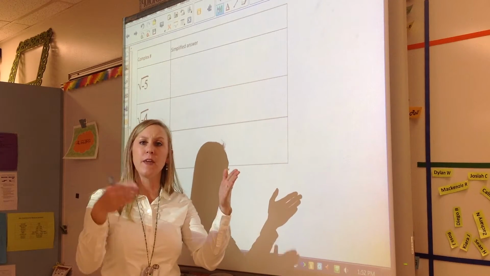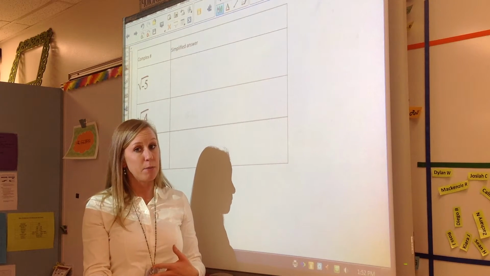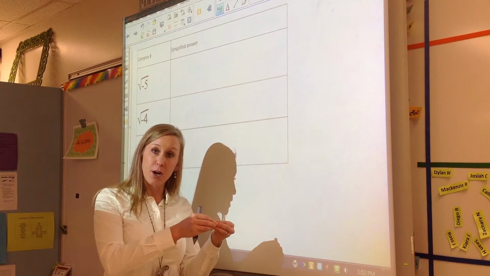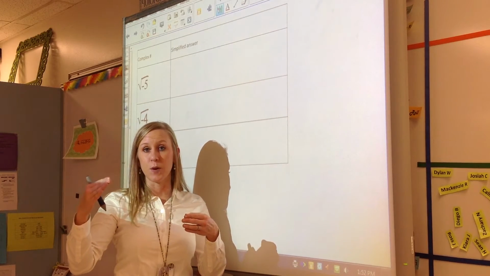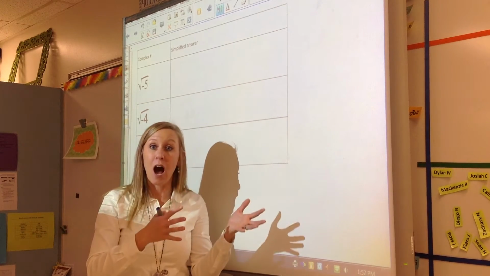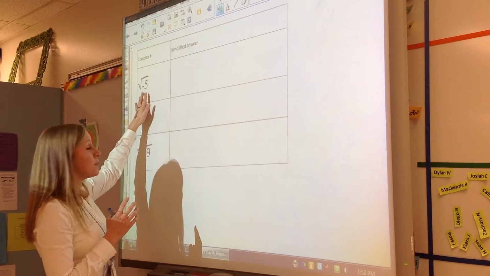Imaginary means something we didn't think was possible. Well, we didn't think it was possible to take the square root of a negative number. So an imaginary number is that square root of a negative number, and anytime we take the square root of a negative number, we have to take out an i, okay? So, first example, the square root of -5.